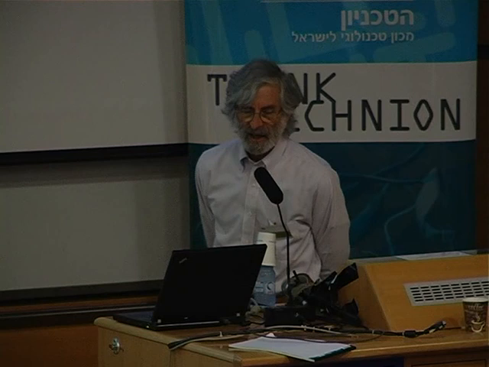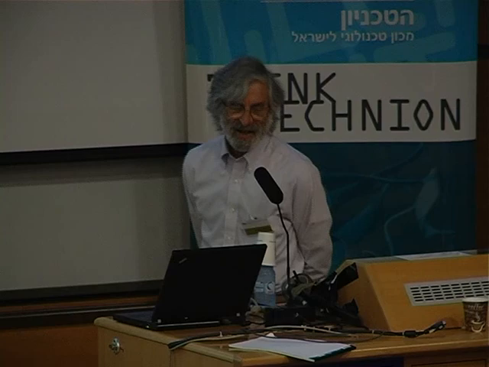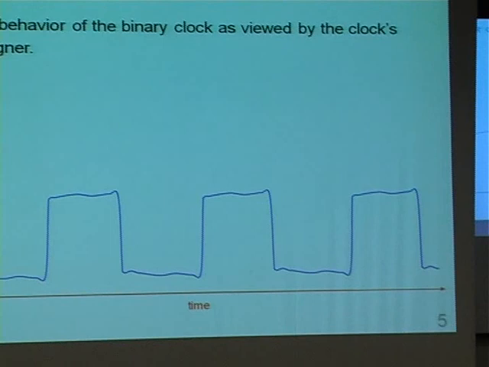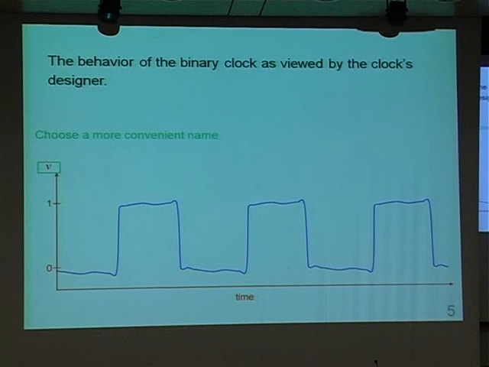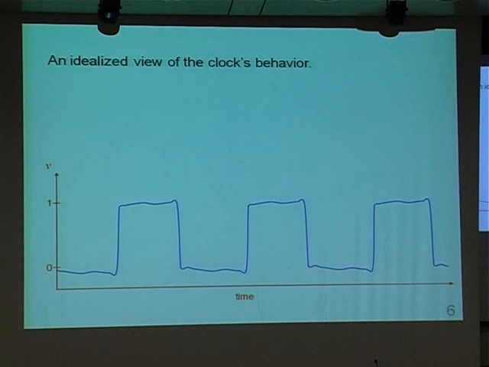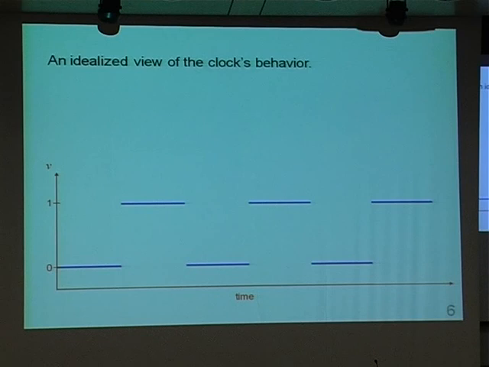And this is the way the binary clock looks as viewed by the electrical engineer who designed that clock. It looks something like this. It will graph voltage against time, and you expect something like that. I'll choose a more convenient name. I'll call it V instead of voltage. And what I'm now going to take is an idealized view of the clock's behavior. And I'll look at it like that. That's the clock that the engineer would really like to design. There are just some little physical problems with doing it.